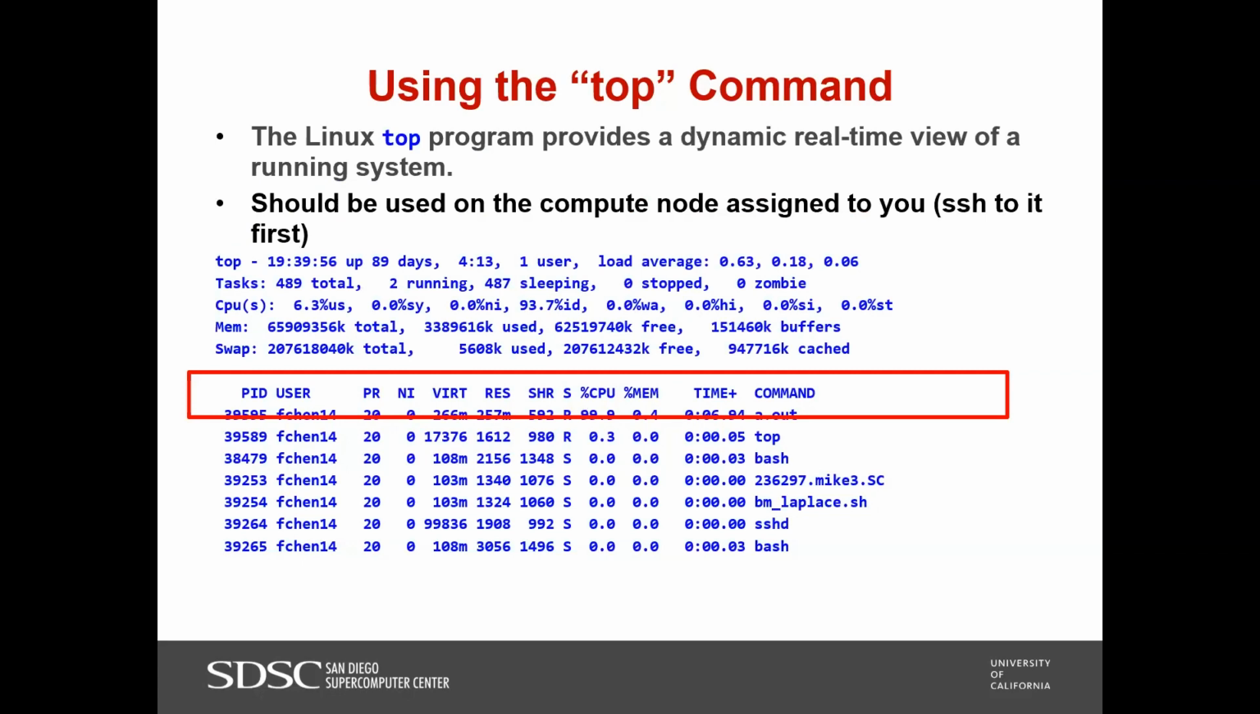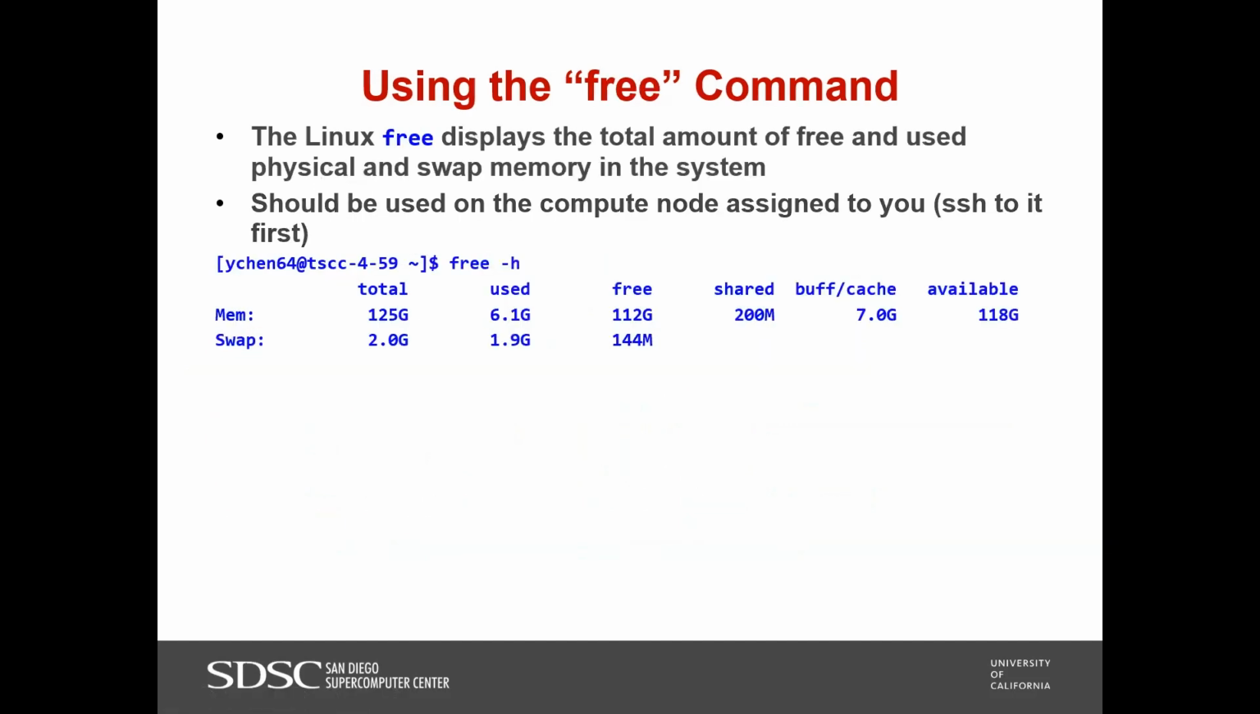Here are some commands you should try. The first is the top command. The top command can be used on the compute node assigned to your job. That means you need to SSH to the node running your job, and then run this top command. You will get a dynamic real-time view of your process. And you can also use the free command to check the memory usage.